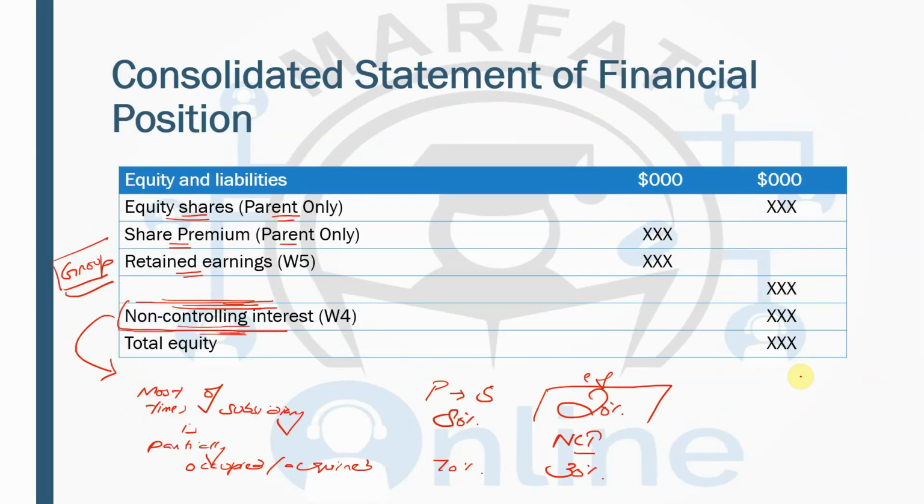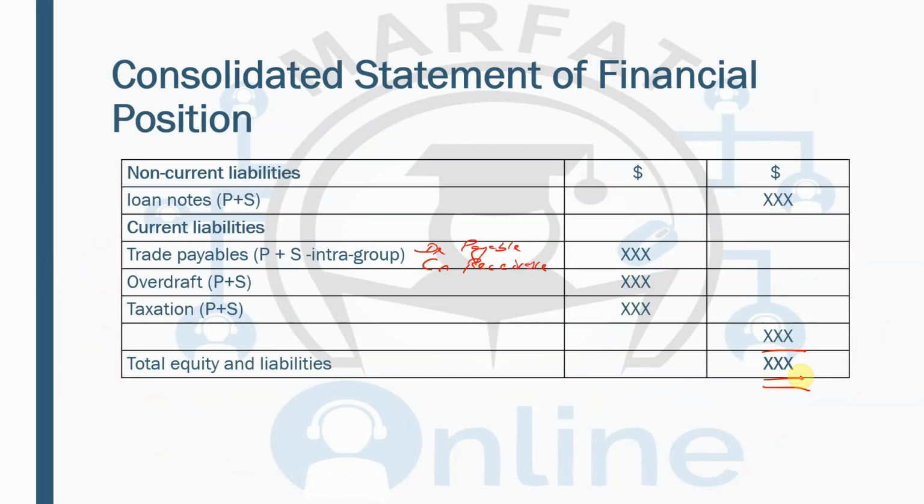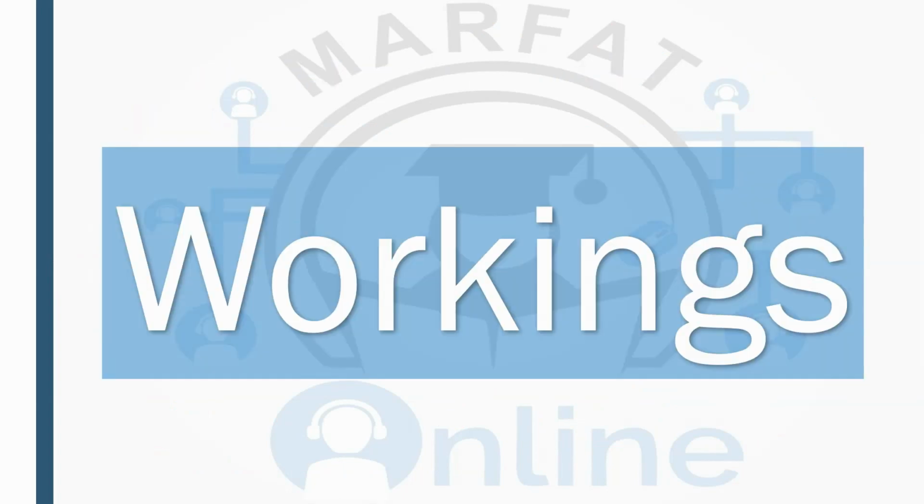And then we discussed the equity section. It should be of the parent only. And then we discussed the liability section. So these are all the components of the statement of financial position. And now we'll be going through the workings, that in order to calculate these figures we have to do certain workings.